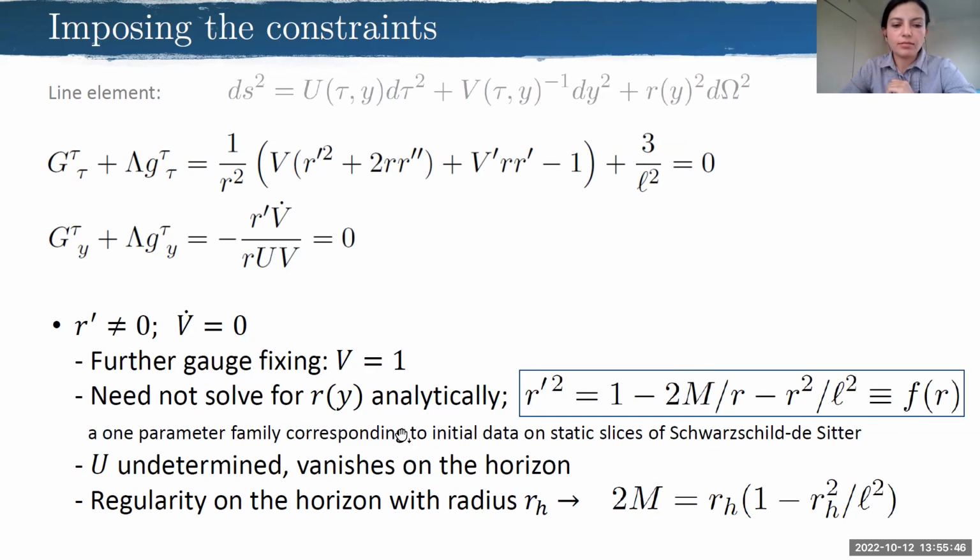Again, this function U is indeterminate. No surprise, we are just solving the constraints. But it vanishes if there is a horizon. And if there is a horizon, we assume that the spacetime is regular at that horizon. So if there's a horizon at some radius RH, this regularity condition relates this radius RH to this mass parameter.